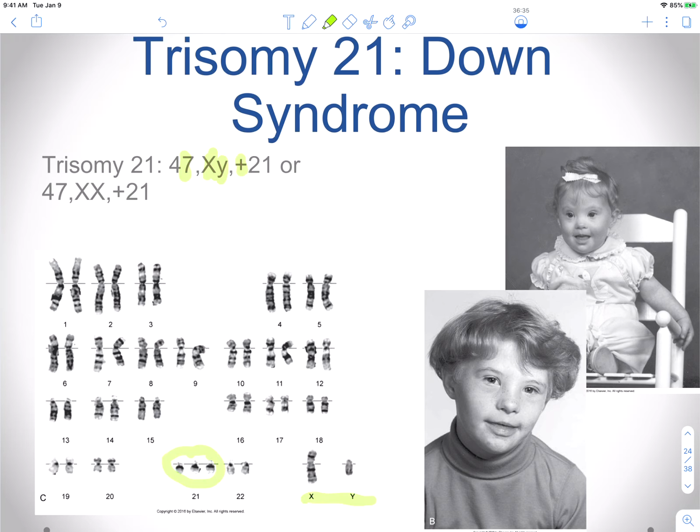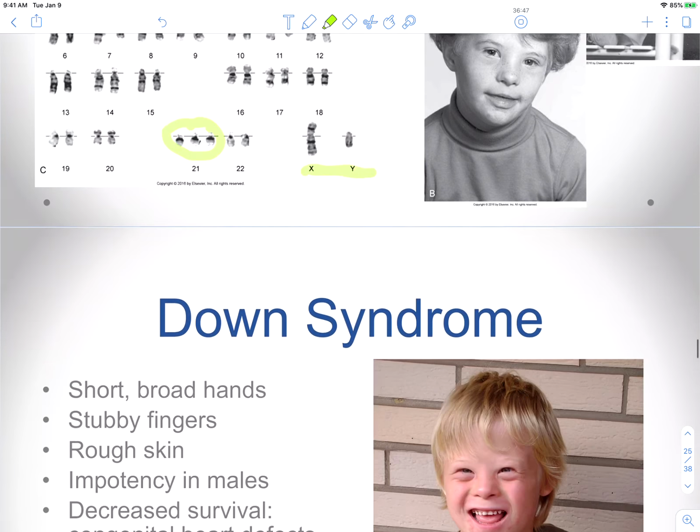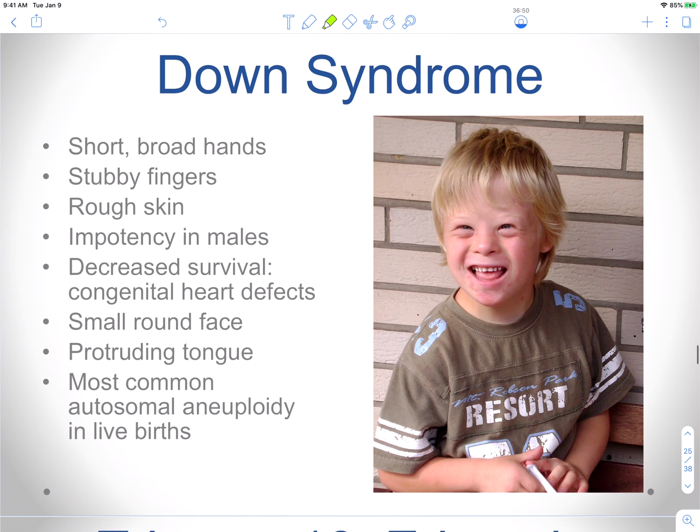Alternatively, another individual might be a genetic female, but it would still have that 47. You gained a chromosome, and that plus 21 tells you which chromosome was gained. So this would be the karyotype for Down syndrome. Typical symptoms of Down syndrome are short hands, stubby fingers, decreased survival with congenital heart defects being a primary cause of death, small round face, etc.